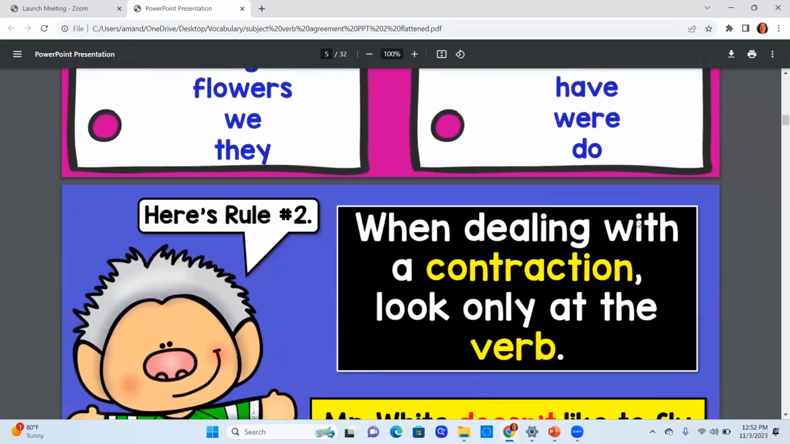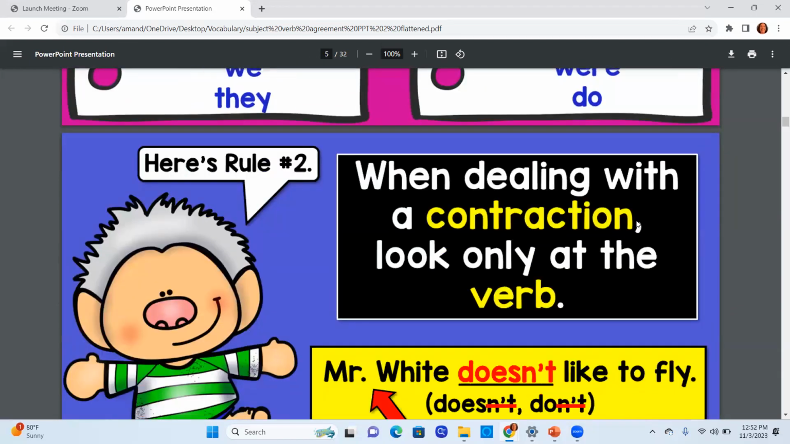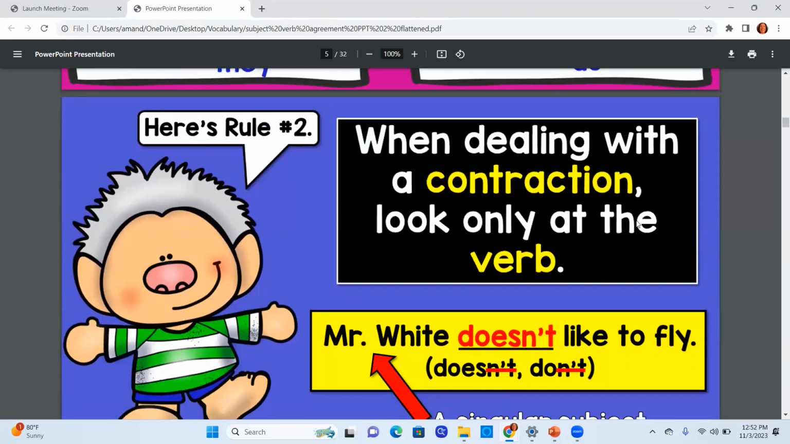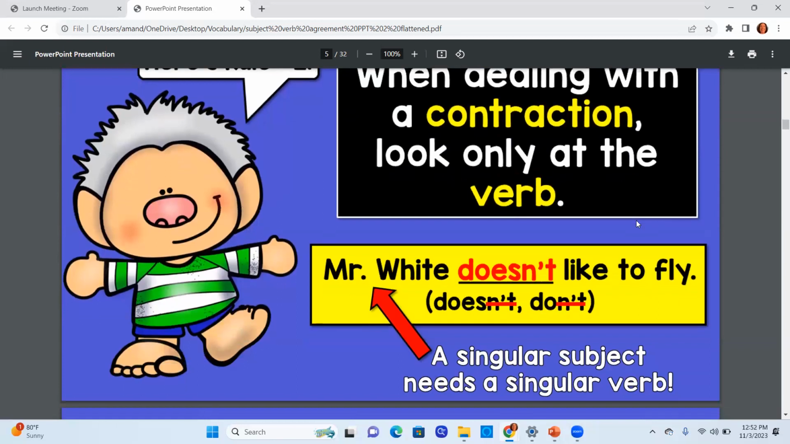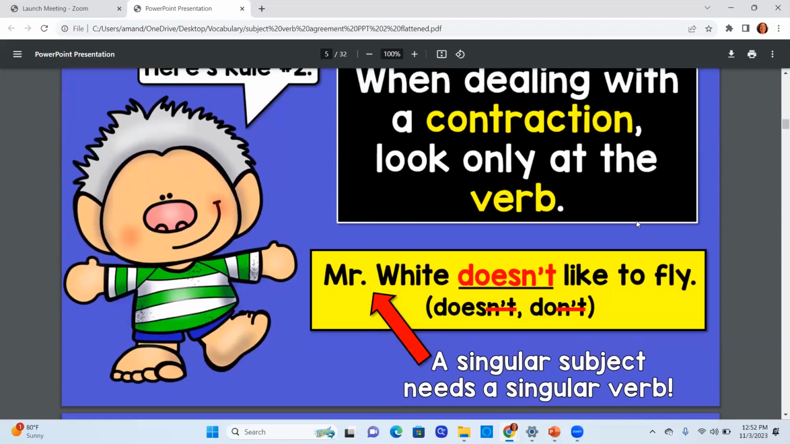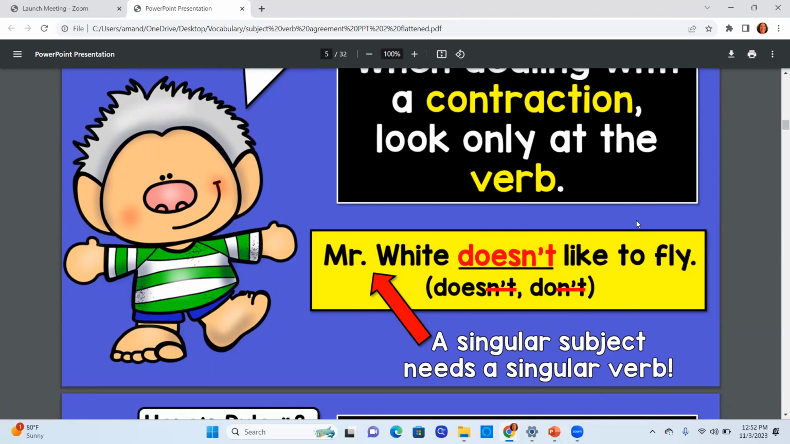All right. When dealing with a contraction, this is rule number 2, we only look at the verb. So look at this: Mr. White doesn't like to fly. So remember, a singular subject needs a singular verb.